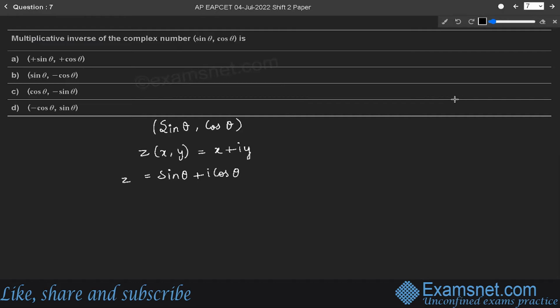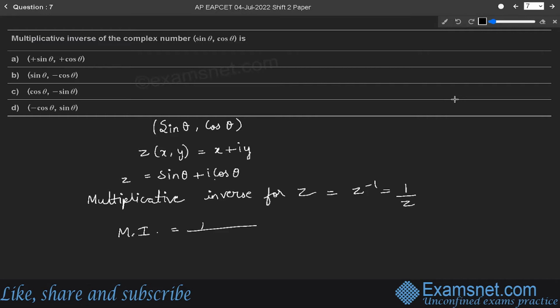Now, the multiplicative inverse for z is given as z inverse, which is 1 upon z. This is the basic formula for the multiplicative inverse. Here z is equal to sine theta plus i cos theta, so the multiplicative inverse will be 1 upon sine theta plus i cos theta. On rationalizing it, it will be multiplied by sine theta minus i cos theta and divided by sine theta minus i cos theta.